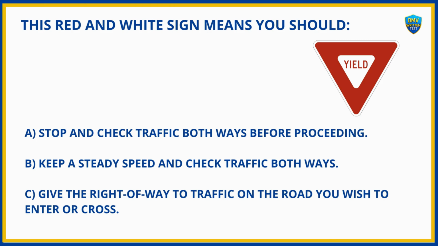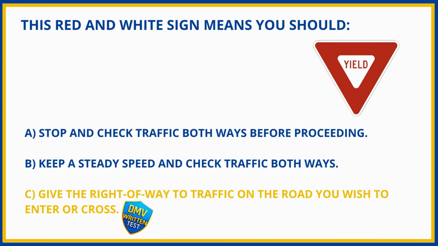This red and white sign means you should A. Stop and check traffic both ways before proceeding. B. Keep a steady speed and check traffic both ways. C. Give the right-of-way to traffic on the road you wish to enter or cross. And the answer is C. Give the right-of-way to traffic on the road you wish to enter or cross.